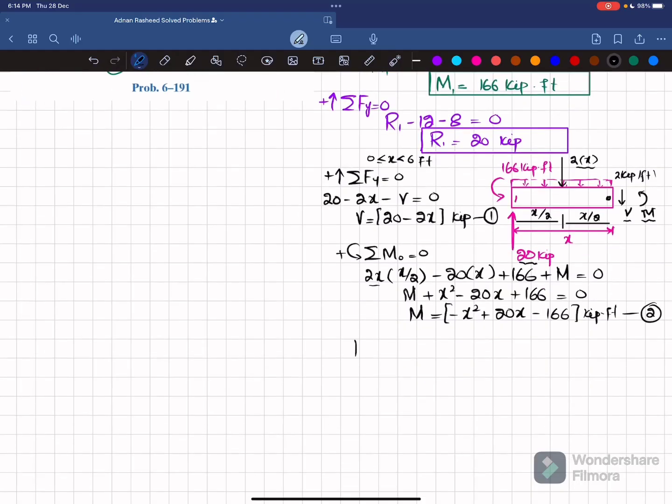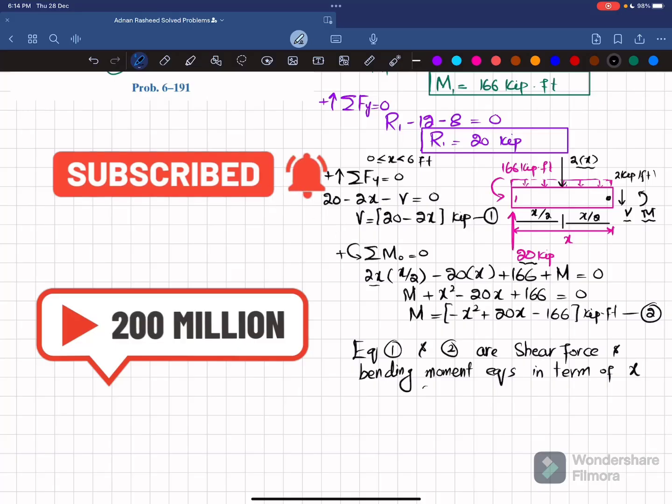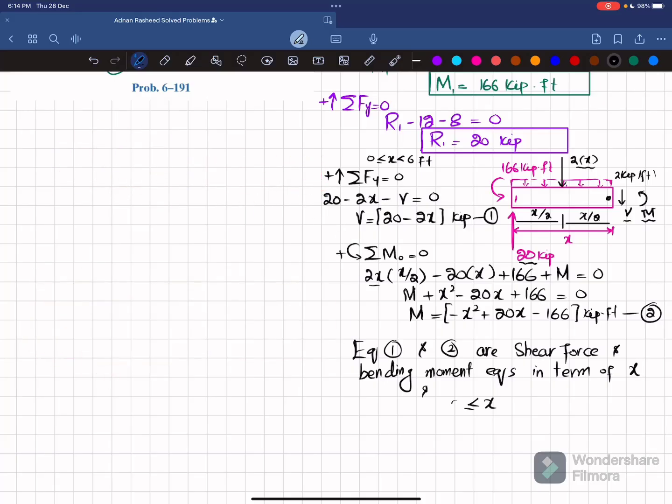So equations number 1 and 2 are the shear force and bending moment equations in terms of x, and here you will use x greater than 0 and less than 6 feet. Clear? So this is the answer of our first part.